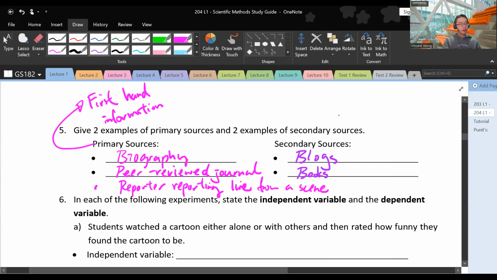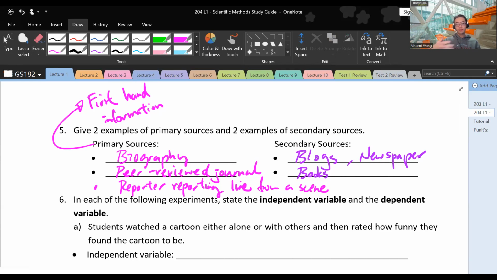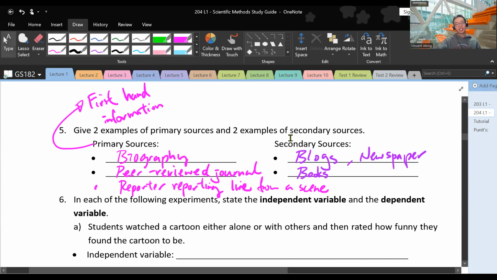Yeah, reviews of movies, interpretations, yeah, all those things are correct, right? Even newspapers. Sometimes newspapers are not necessarily first-hand sources. Okay, a lot of times you're just telling stories of other people, which could make it a secondary source.